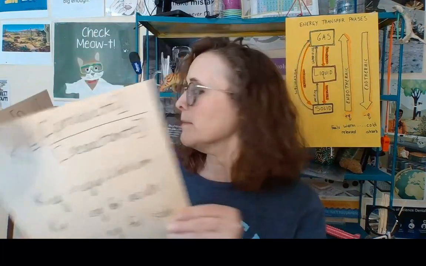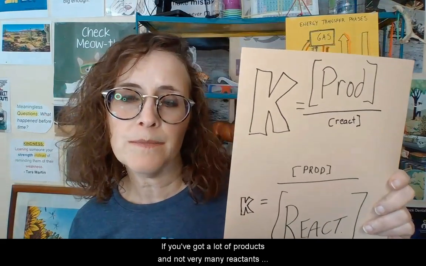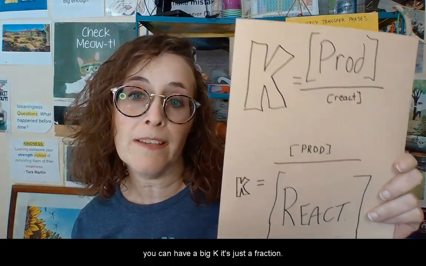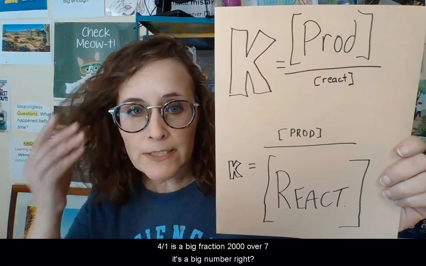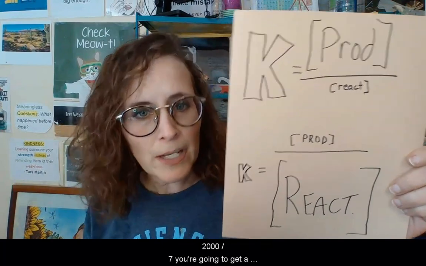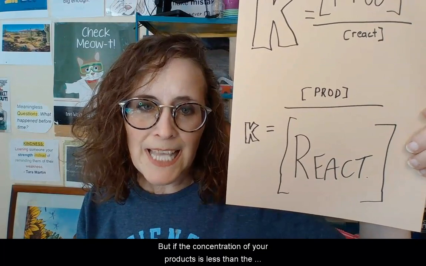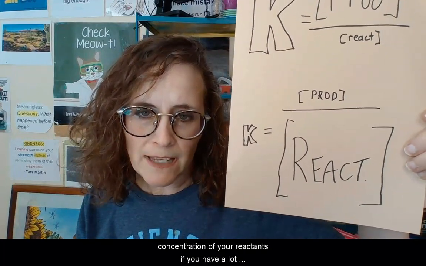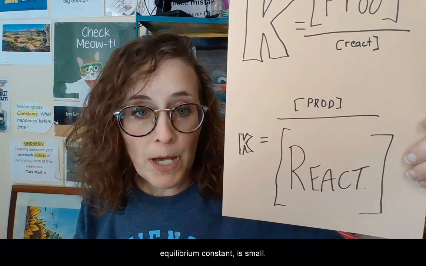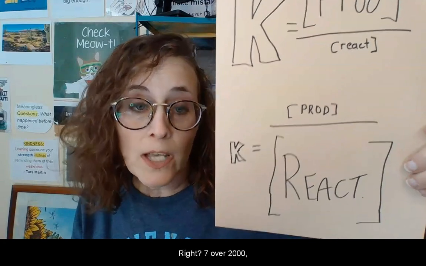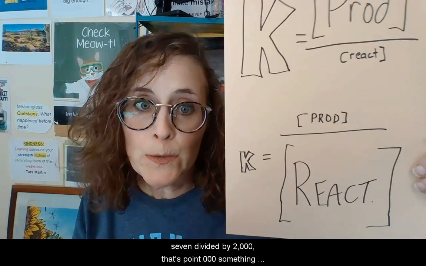Well, it's a ratio, right? If you've got a lot of products and not very many reactants, you're going to have a big K. It's just a fraction, right? 4 over 1 is a big fraction. 2,000 over 7, it's a big number, right? 2,000 divided by 7, you're going to get a number bigger than 1. But if the concentration of your products is less than the concentration of your reactants, if you have a lot more reactants than products, then your K, equilibrium constant, is small, right? 7 over 2,000, 7 divided by 2,000, that's 0.000 something.